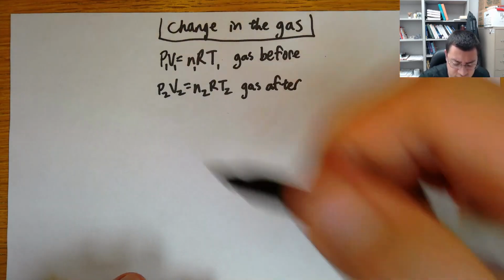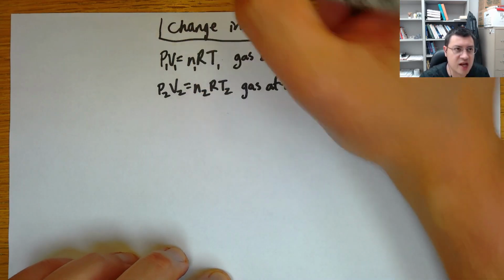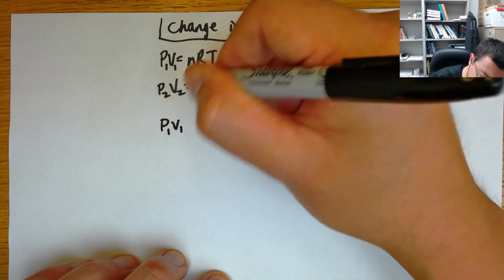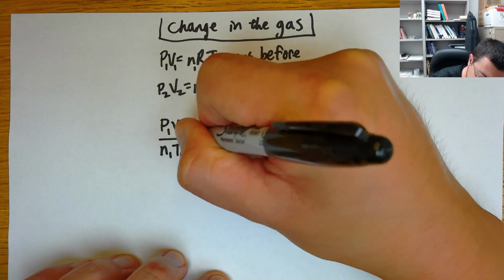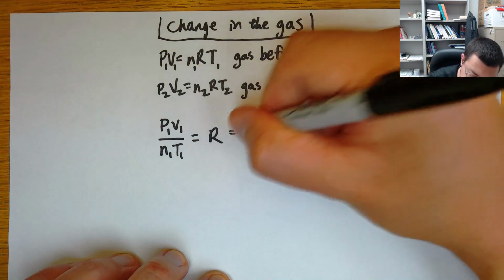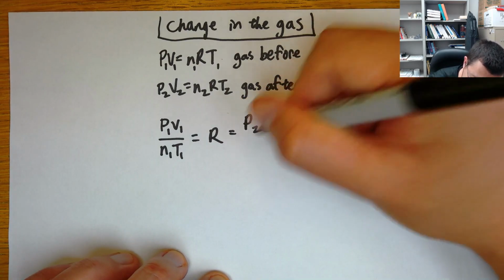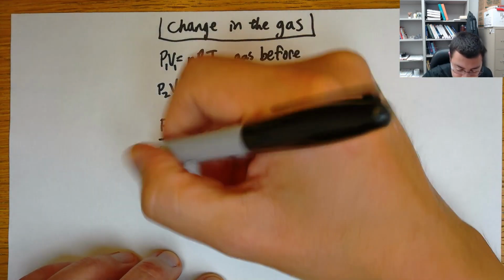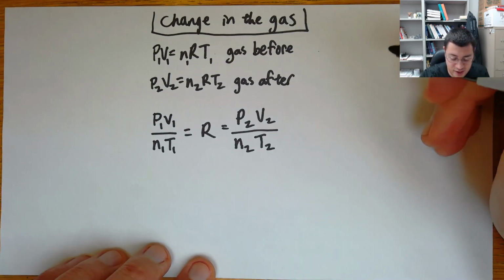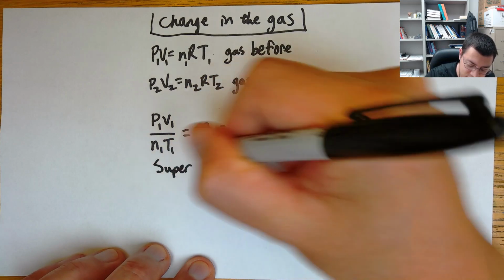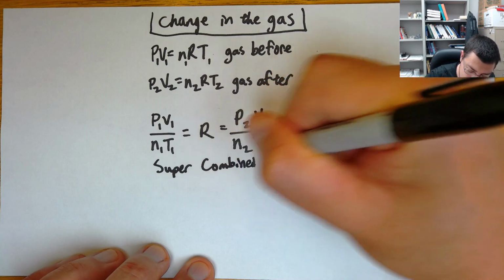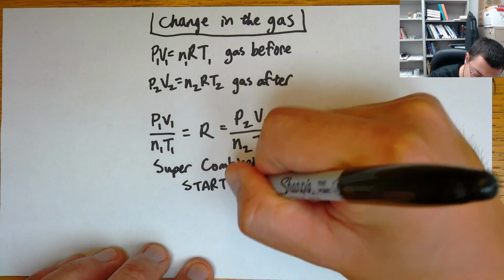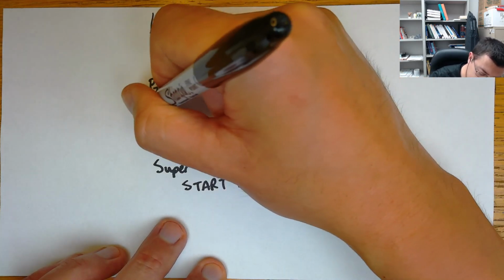So we're going to set these equal to each other. And we're going to set them equal to R because that's the only constant between them. So doing our algebra, we get P1 V1 over N1 T1 is equal to R. And then we can do the same thing for the other side. All right, we get that. I don't know if there's an official title for this, not that I know of, so I'll call this the super combined gas law. Okay. And I'll also put here, start here. And we get this result.